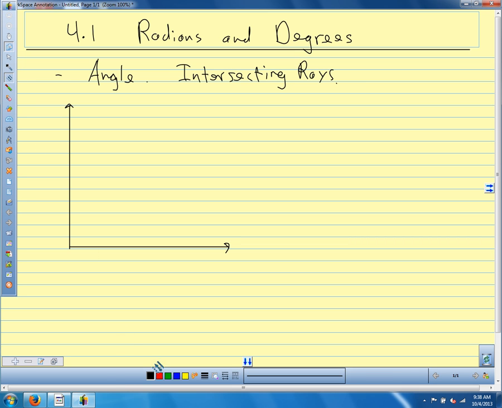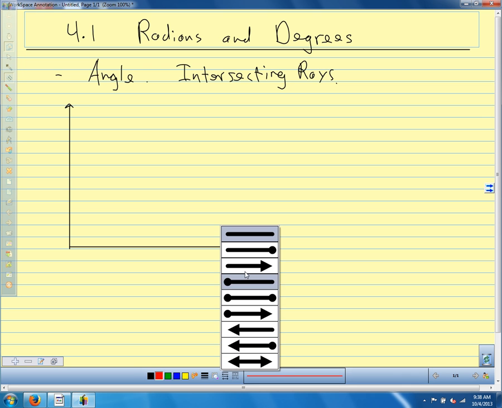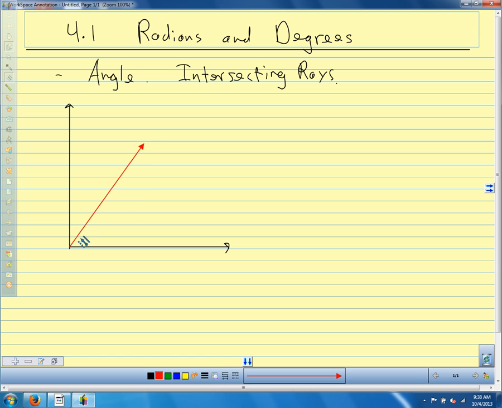I'm going to draw two rays that start at the origin. So there's one, and we'll put the other one right along the x-axis. So there are my two rays. There's my angle. You remember what we call this point here where they intersect? The vertex. When we put an angle on the coordinate plane with its vertex here at the origin and one side along the x-axis, we call this standard position for an angle.